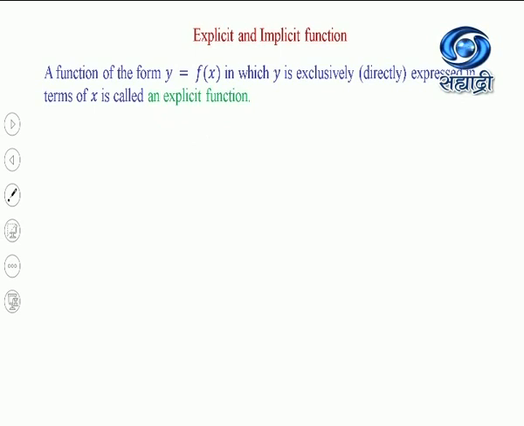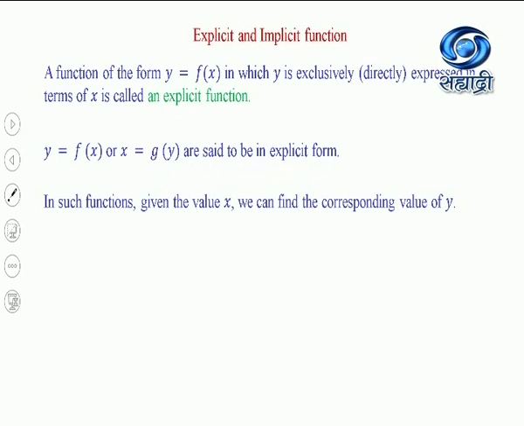Like y equal to x square plus 2x plus 3, y equal to e raised to x minus log x, and so on. So our right hand side is in terms of only x. Students, here I write y equal to f of x, or you may say that x equal to g of y, are said to be explicit functions. Here y is clearly a function of x. Here x is a function of y. So both are explicit functions. In such functions, given the value of x, we can find the corresponding value of y.